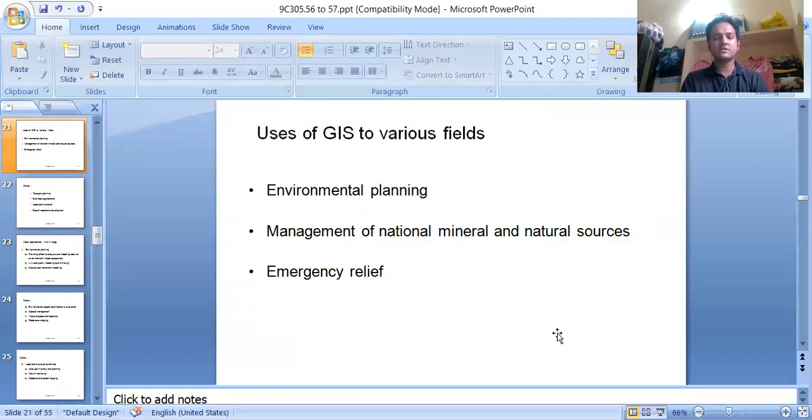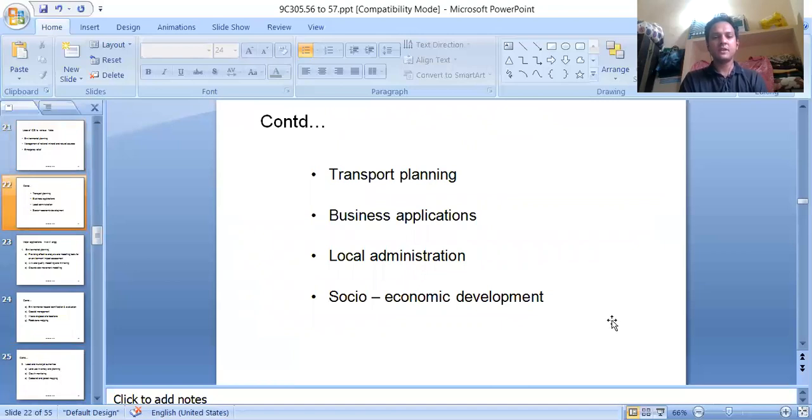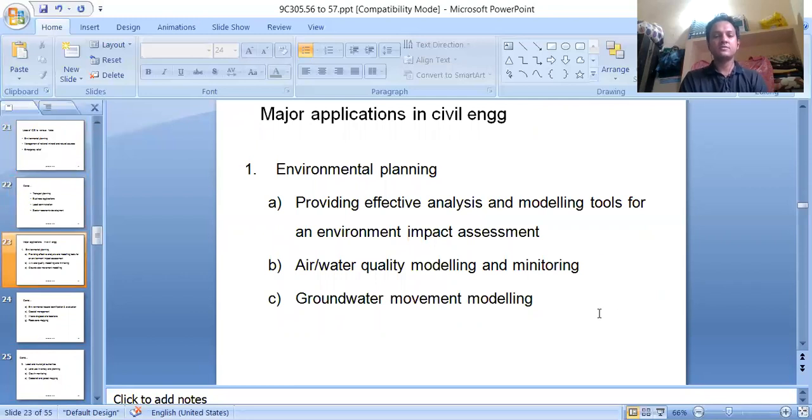As we have already discussed GIS, here we are going to discuss some of the uses of GIS in various fields in civil engineering. It is used in environmental planning, management of national mineral and natural sources, emergency relief, transport planning, business applications, local administration, socio-economic development. So GIS has major applications in civil engineering.